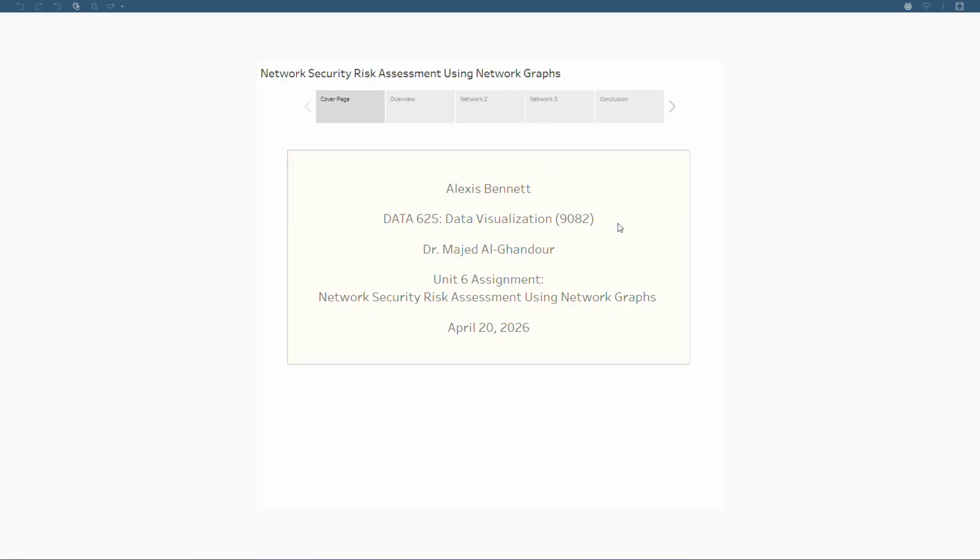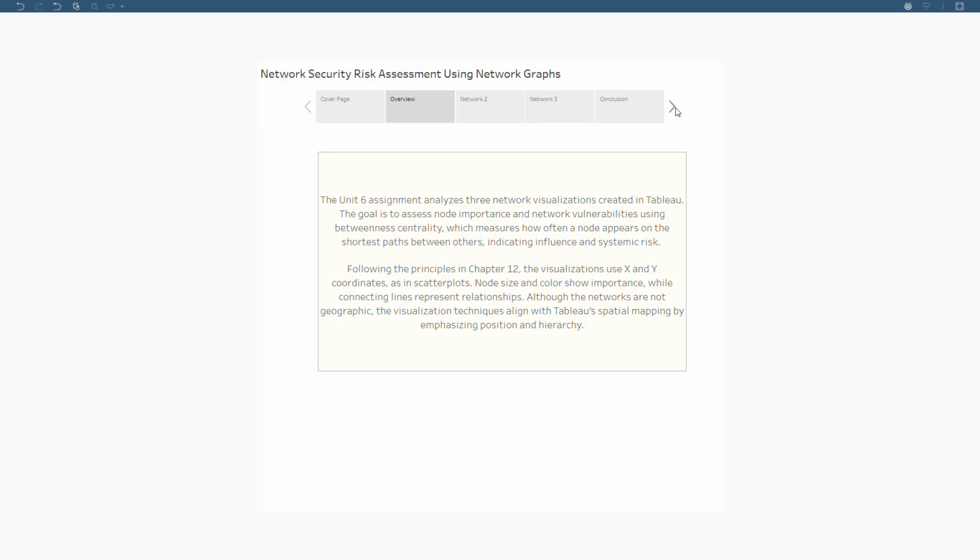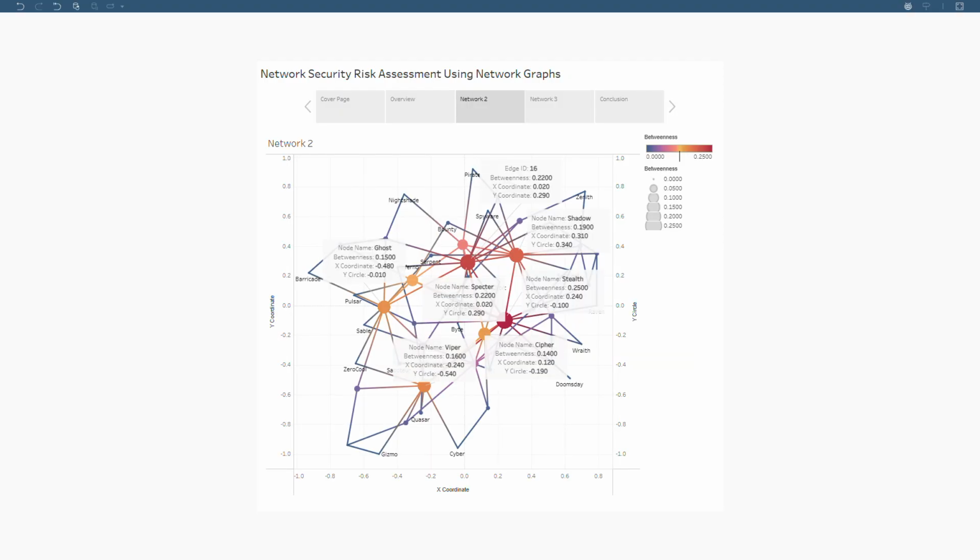Just to start with the overview, and give a quick introduction. This is going to consist of, well, three being the network one, which you can see in my executive summary, but this specifically will include both the network visualizations created in Tableau. And just to transition into network two. Here it has the same number of users as network three. So both of them have the same number of users. However, the structure is noticeably different.